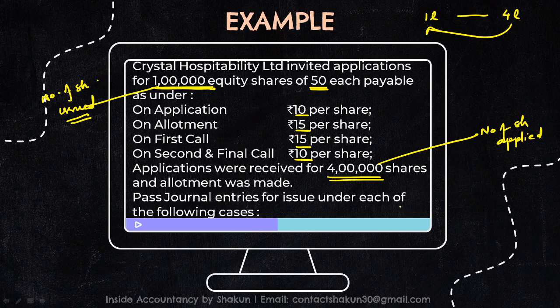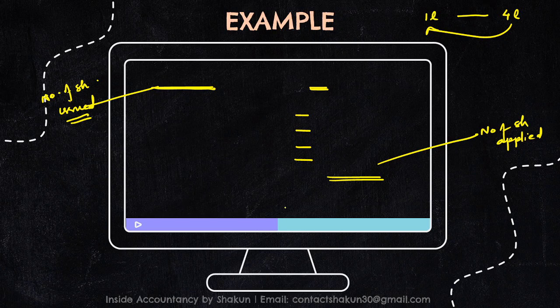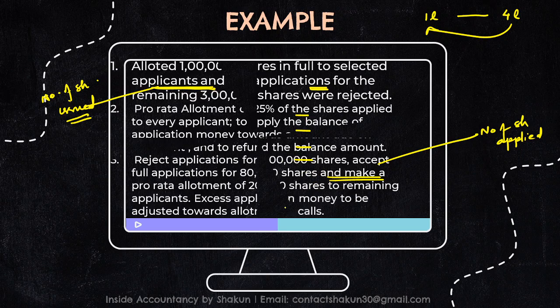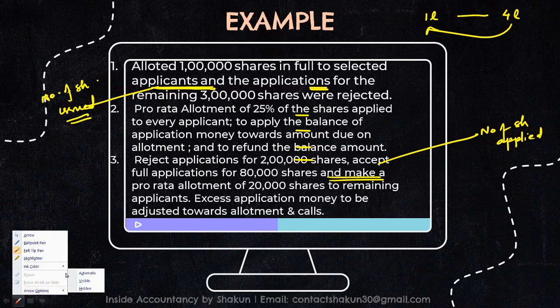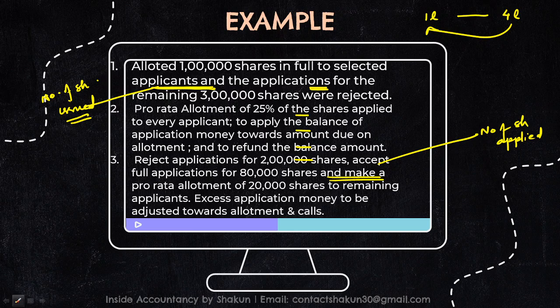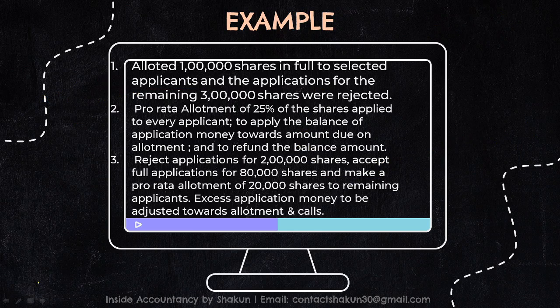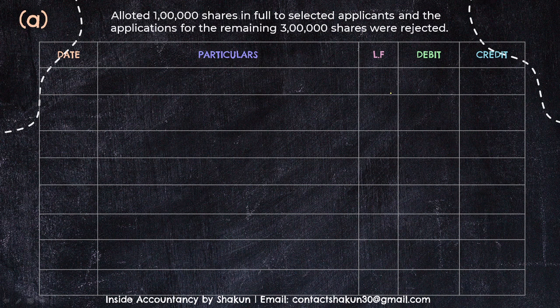Pass journal entries for the issue under each of the following cases. Now a few cases are given to you in the question. We will understand all these cases one by one. So these cases: allotted 1 lakh shares in full to select applicants and the applications for the remaining 3 lakh shares were rejected. Let's go to the solution and there only I'll explain this to you.